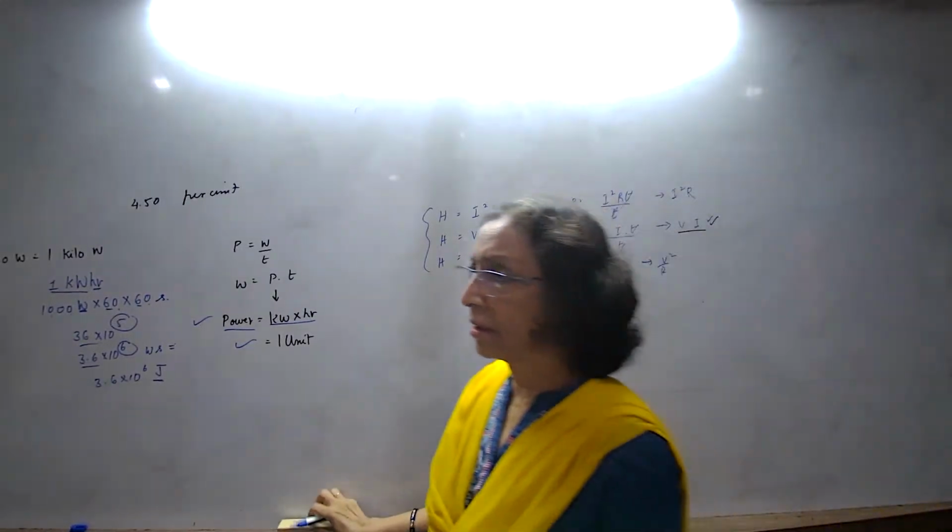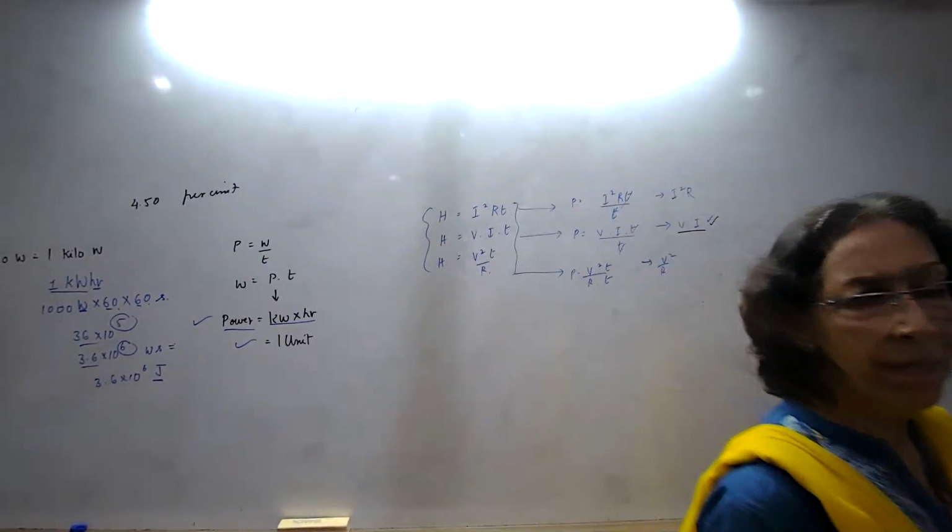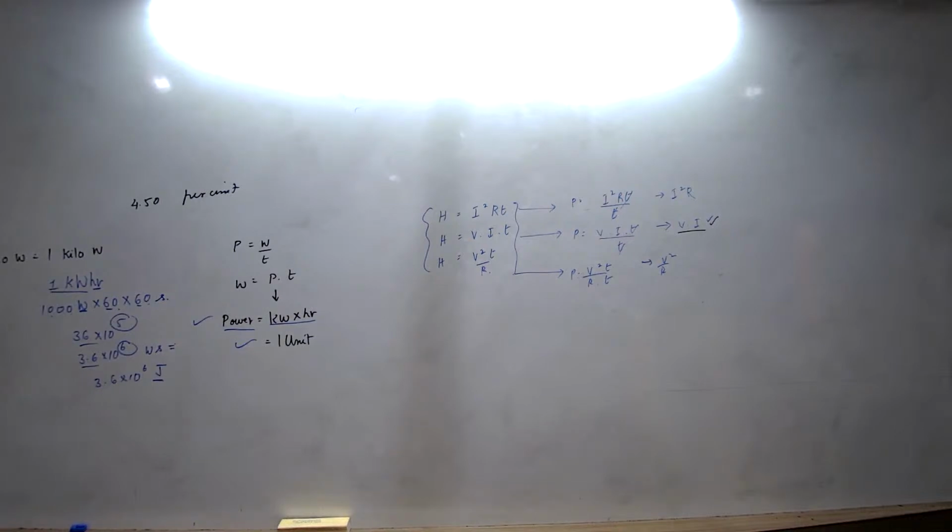Now let us see. Got it? Ma'am, I was asking why they put like the 3.6 and 3. We have shifted 1 decimal point. That's it.